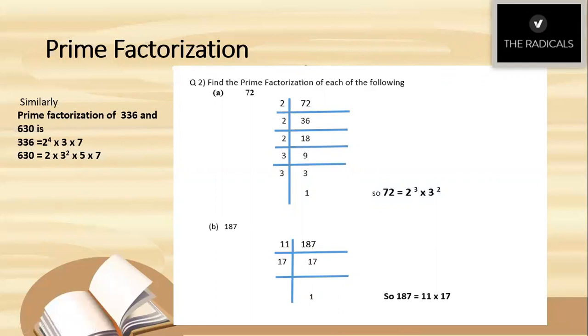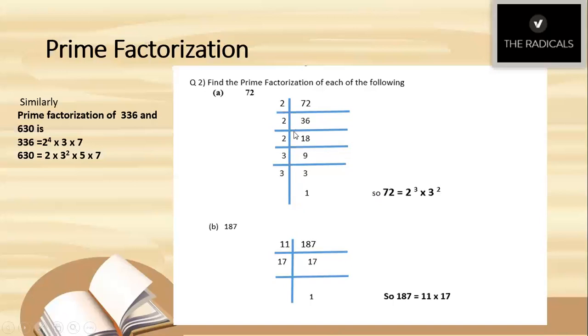The next prime number is 3, because 9 is divided by 3. 3 threes are 9, and then 3 itself is left. So 3 ones are 3. Now, when 1 is achieved, it means you're going to take the product of all the numbers over here.